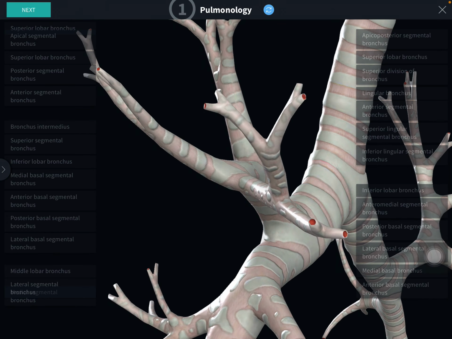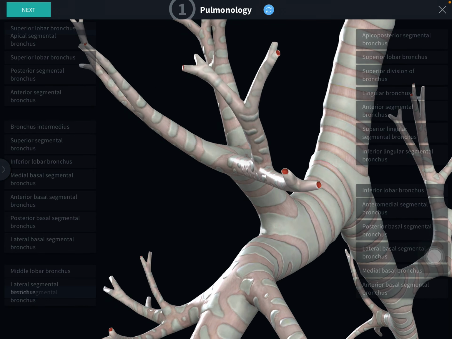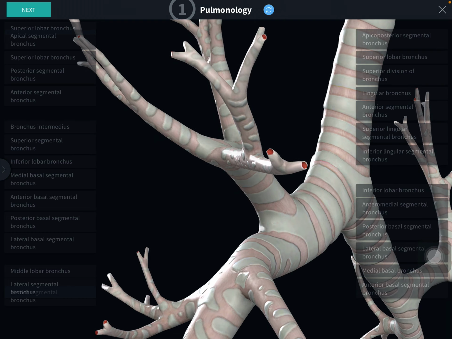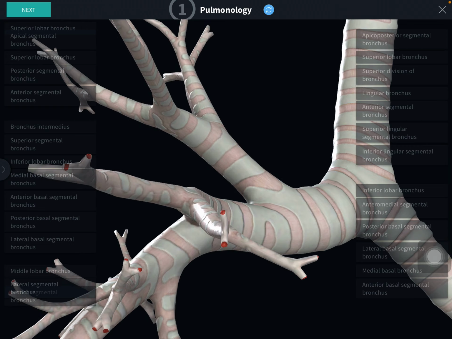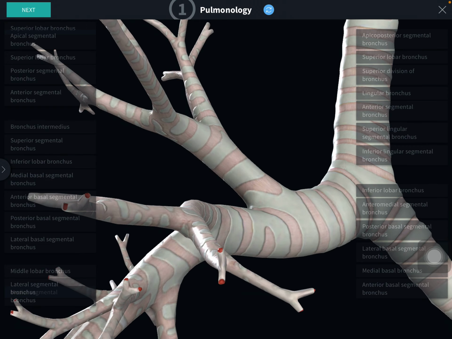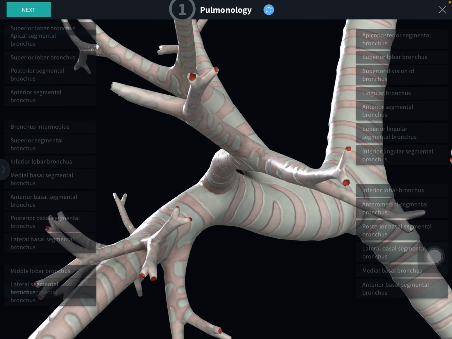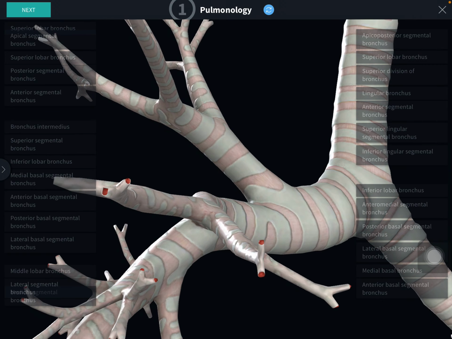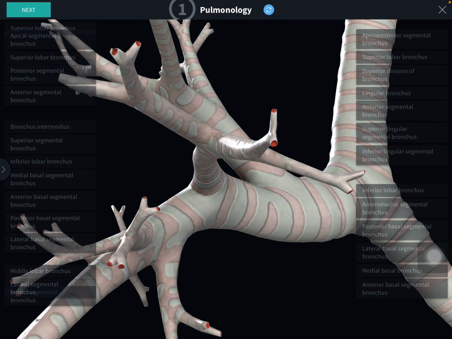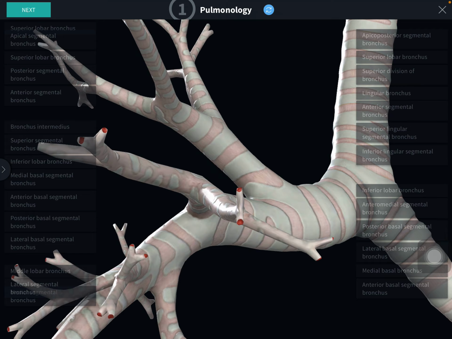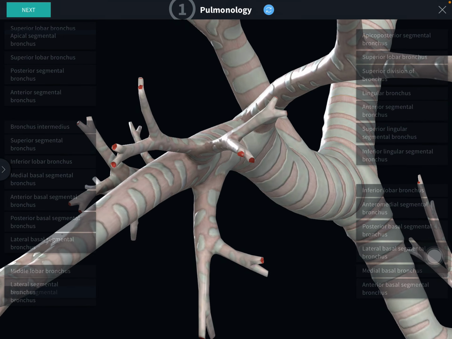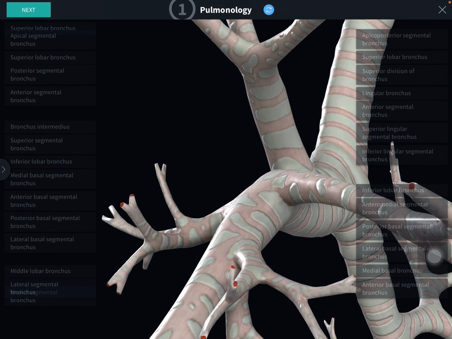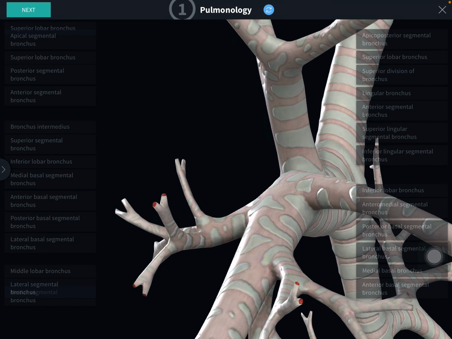About 2 centimeter below the origin of the upper lobe bronchus, the main trunk gives off from the front a lobar branch to the middle lobe. So this is the lobar branch to the middle lobe, where it divides into lateral and medial. So you can see these two are the lateral and medial of the middle lobe bronchus. Then the lower lobar bronchus. This is the lower lobar bronchus. They divide into the middle lobe bronchus.